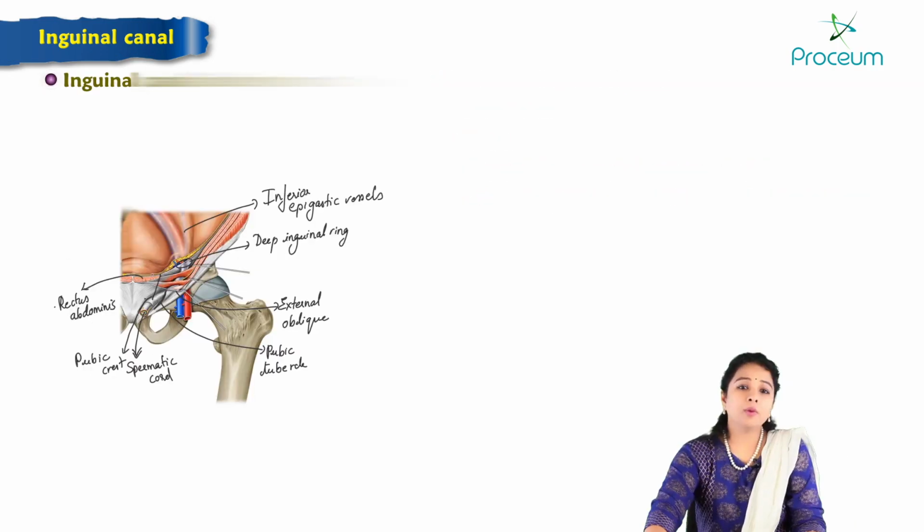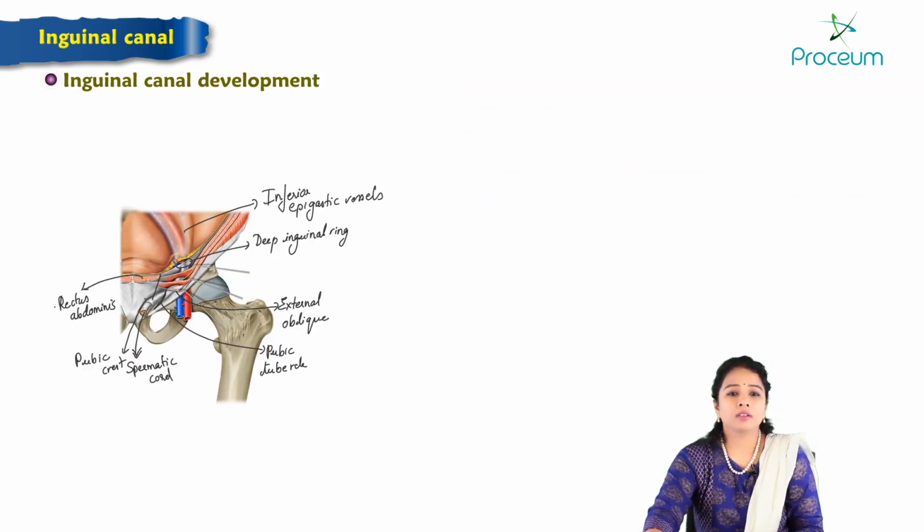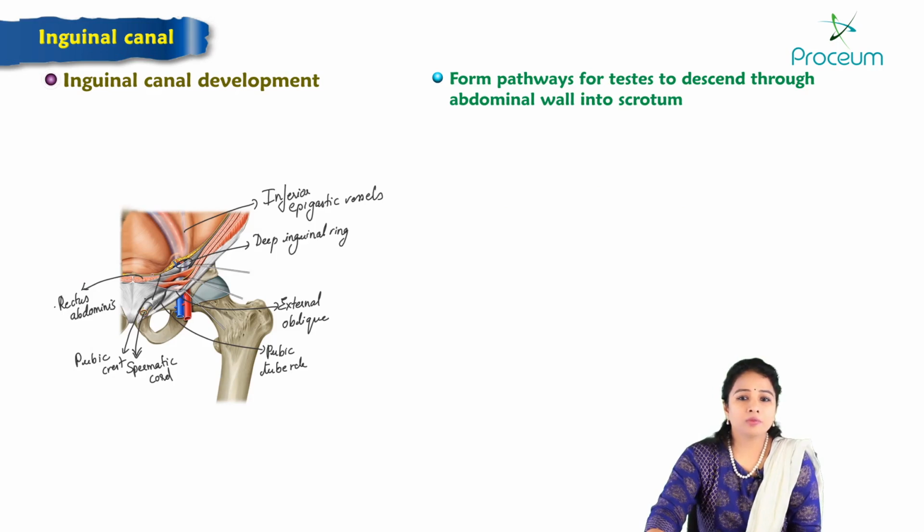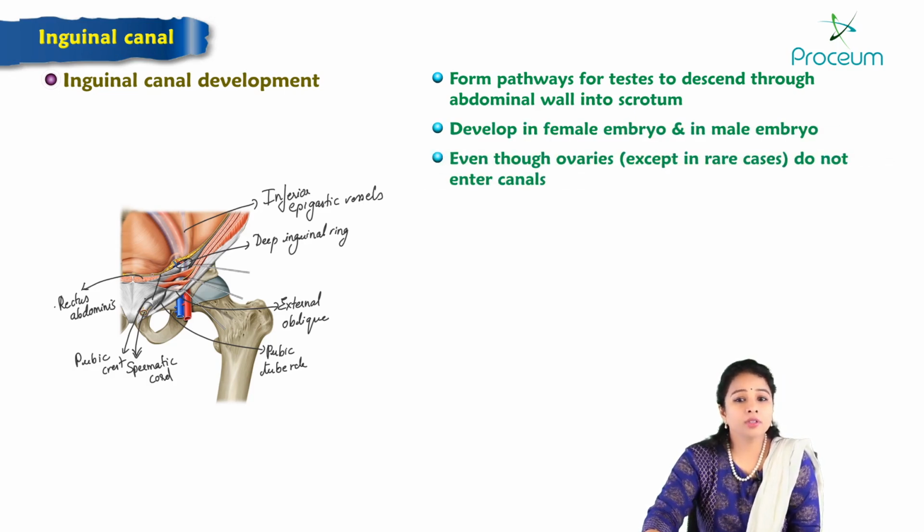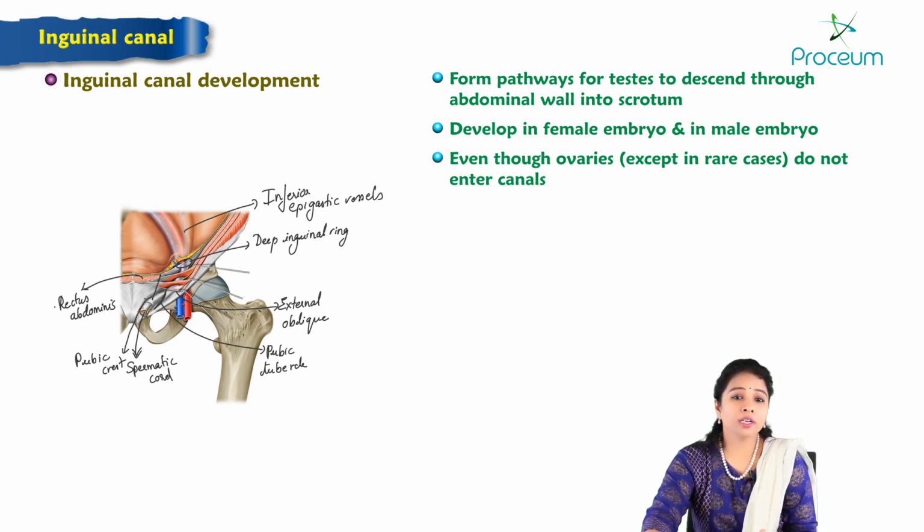spermatic cord. Inguinal canal development. The canals form the pathways for the testes to descend through the abdominal wall into the scrotum. So they develop in female embryos as well as in male. So even though the ovaries, except in rare cases, do not enter these canals, they exist in both males and females.